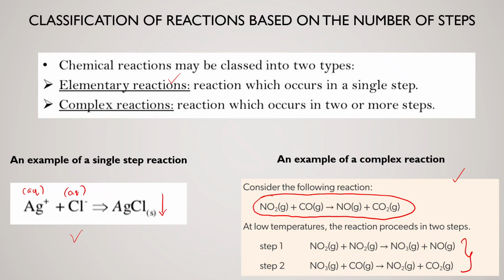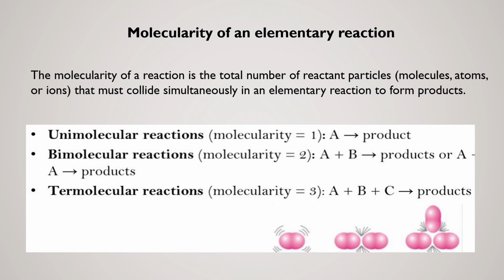So the net reaction is this one, but this reaction occurs in two distinct steps. Such chemical reactions which occur in two or more steps are considered complex reactions. In a sense, you can say that a complex reaction is made up of two or more elementary reactions. So when talking about elementary reactions, we come across the concept of molecularity.